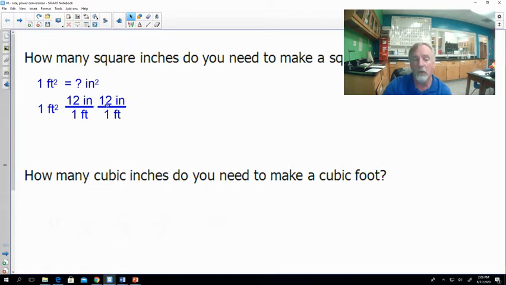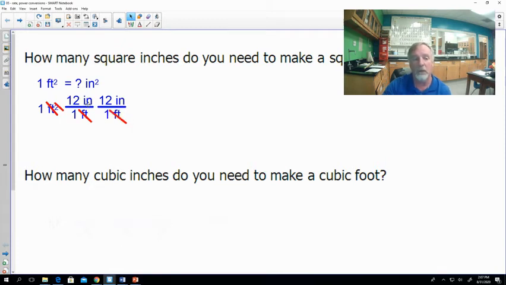Well, we want to make sure that our answer is just inches squared. So let's cancel out our units as we go through. Here we have a foot in the top. We have a foot in the bottom. We have another foot in the top. We have another foot in the bottom. Right? So we've crossed out all of our feet.